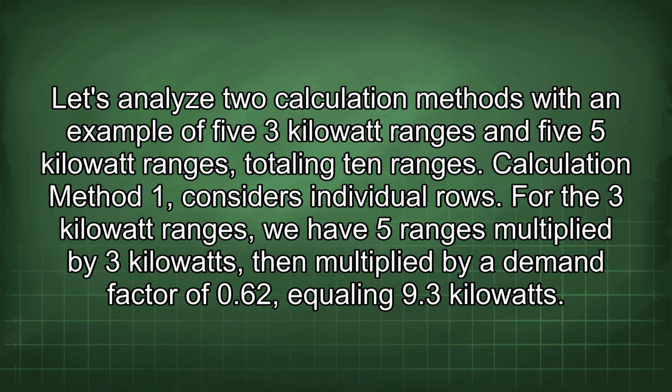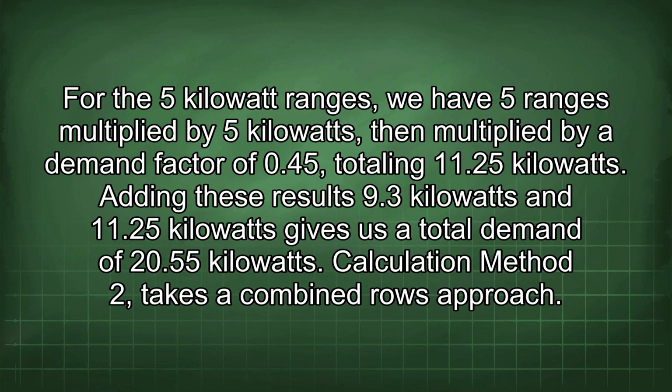ranges, totaling 10 ranges. Calculation method 1 considers individual rows. For the 3 kilowatt ranges, we have 5 ranges multiplied by 3 kilowatts, then multiplied by a demand factor of 0.62, equaling 9.3 kilowatts. For the 5 kilowatt ranges, we have 5 ranges multiplied by 5 kilowatts, then multiplied by a demand factor of 0.45, totaling 11.25 kilowatts. Adding these results, 9.3 kilowatts and 11.25 kilowatts gives us a total demand of 20.55 kilowatts.